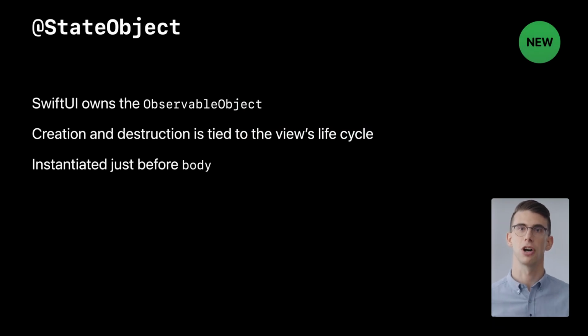This tool is StateObject, which is new this year. When you annotate a property with StateObject, you provide an initial value, and SwiftUI will instantiate that value just before running body for the first time. SwiftUI will keep the object alive for the whole lifecycle of the view. This is a great addition to SwiftUI, and let's see how we can use it in practice.